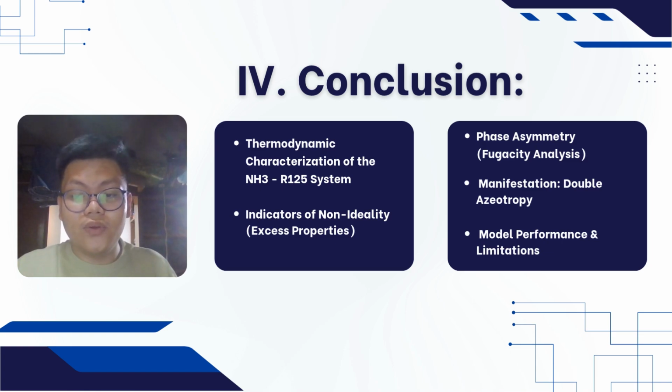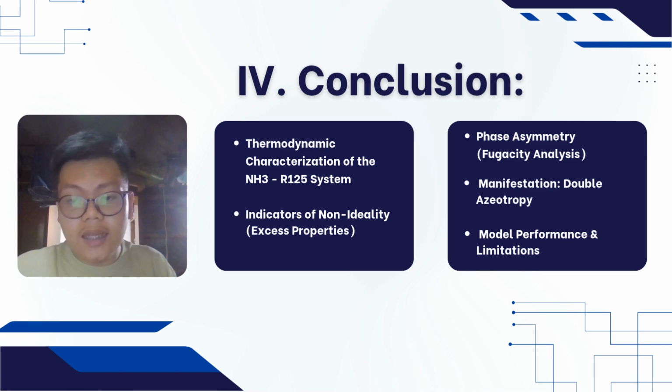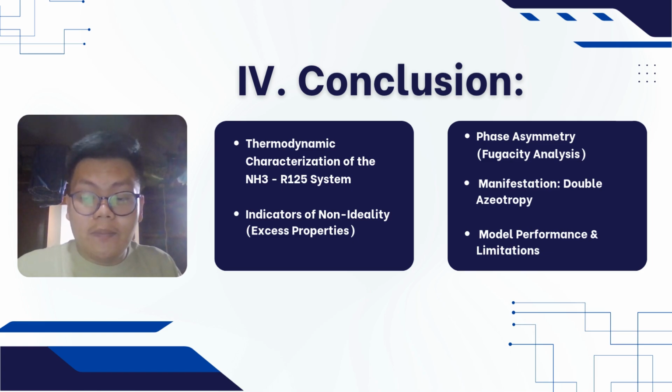We recommend using a cubic plus association, or CPA, equation of state. A CPA model is specifically designed to explicitly account for the hydrogen bonding term, which allows us to move beyond the empirical curve fitting and towards a model that is both accurate and physically meaningful.